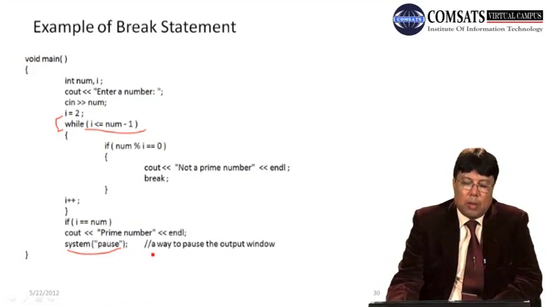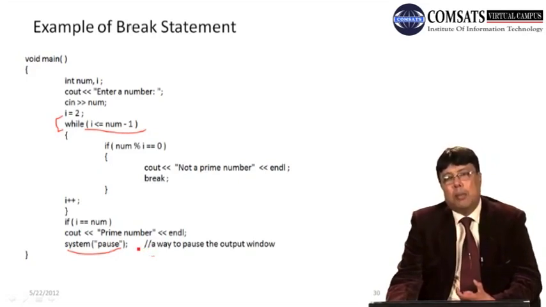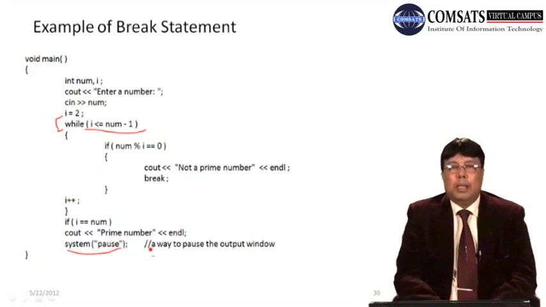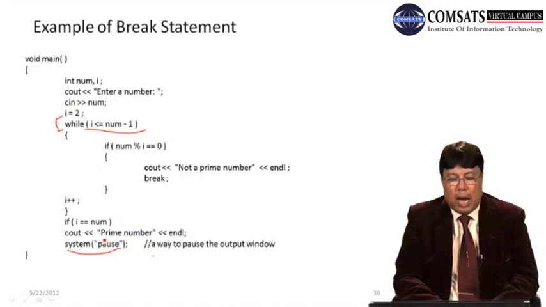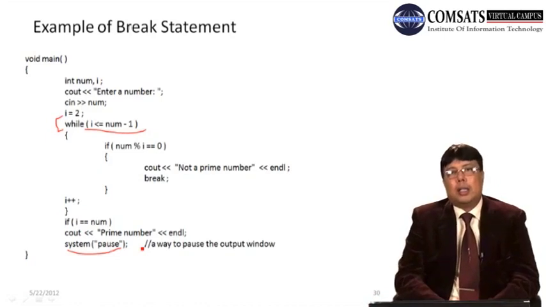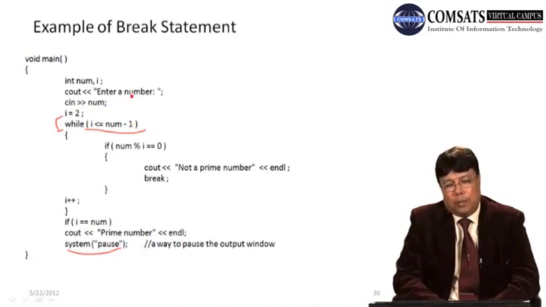System pause. Do you remember we used to use getch, a dummy instruction that forces the system to stay until you enter something from the keyboard? The same thing you can do with the help of a built-in function which is called system, and you pass it a keyword called pause. When you pass this pause to the system, it does the same thing as we used to do with the help of the dummy getch function.